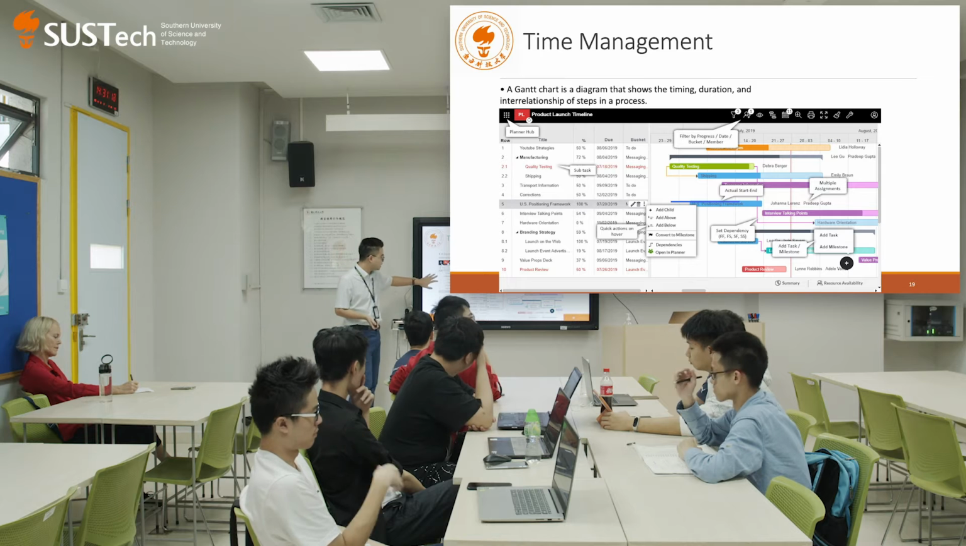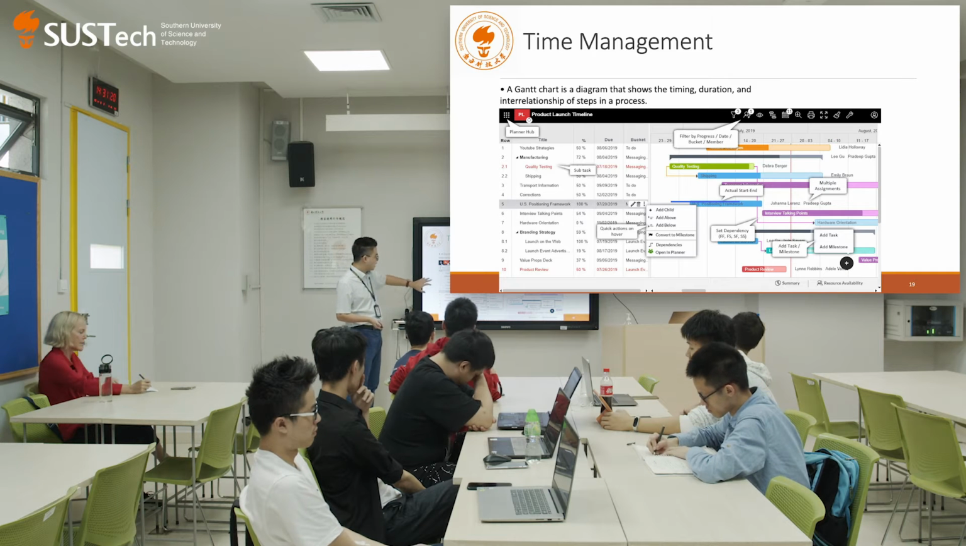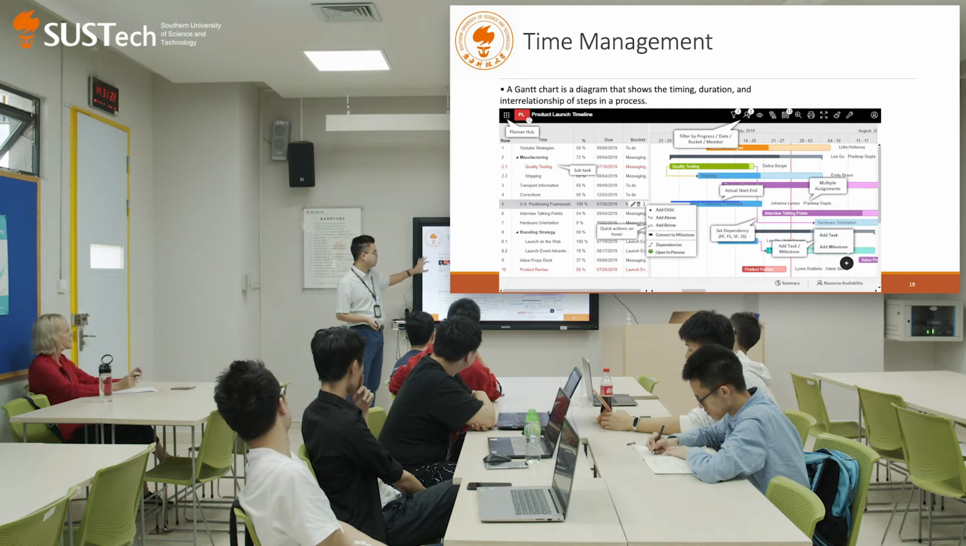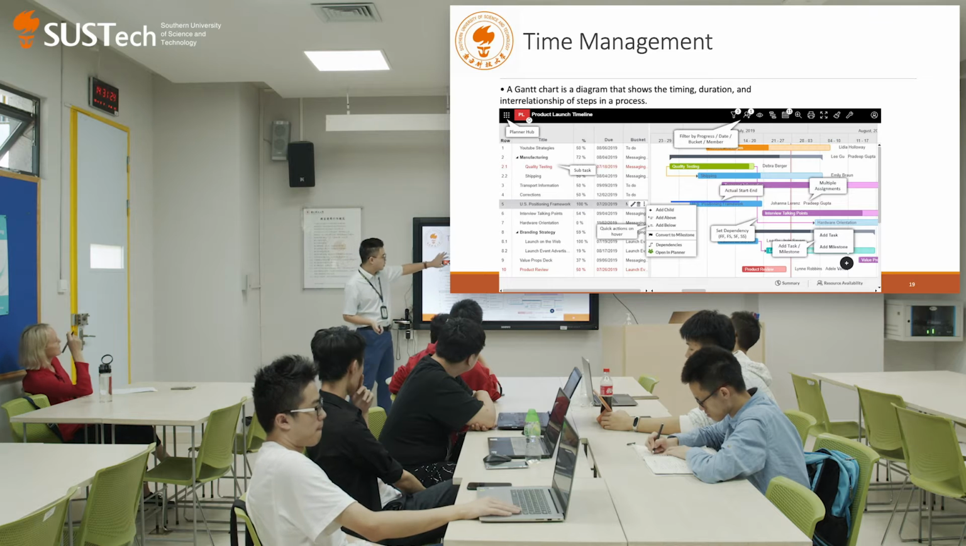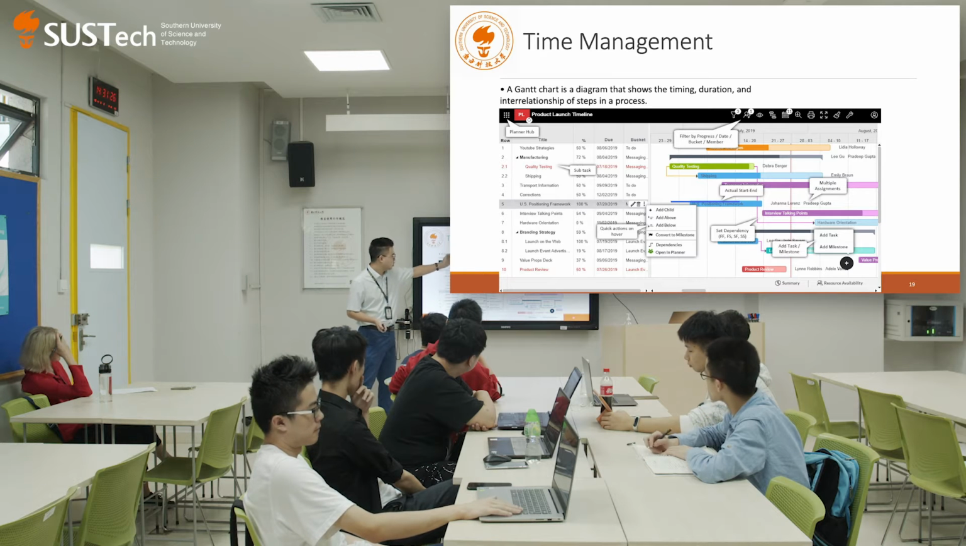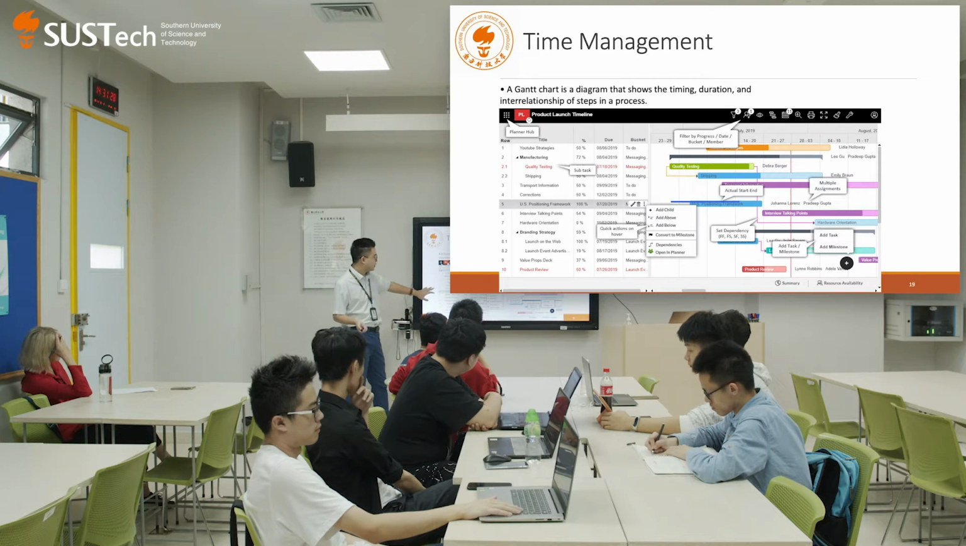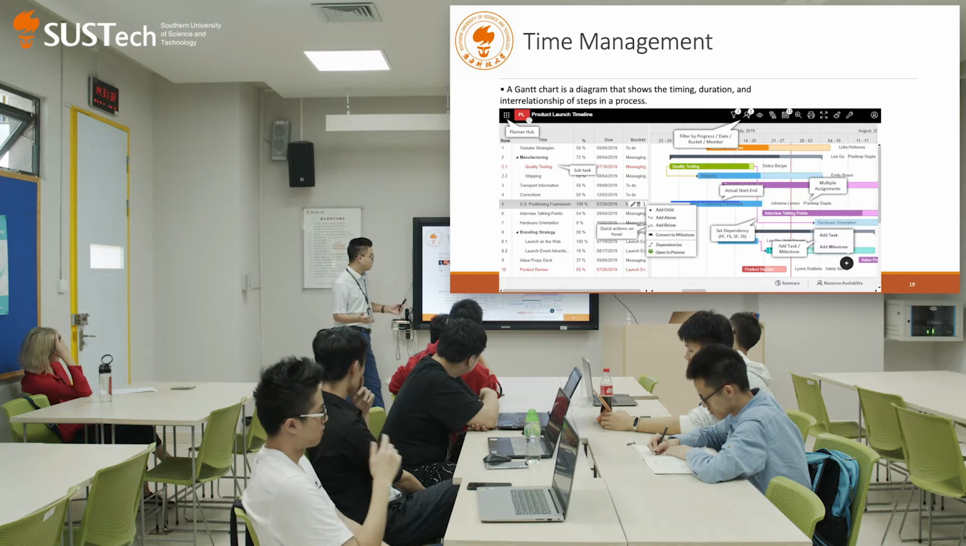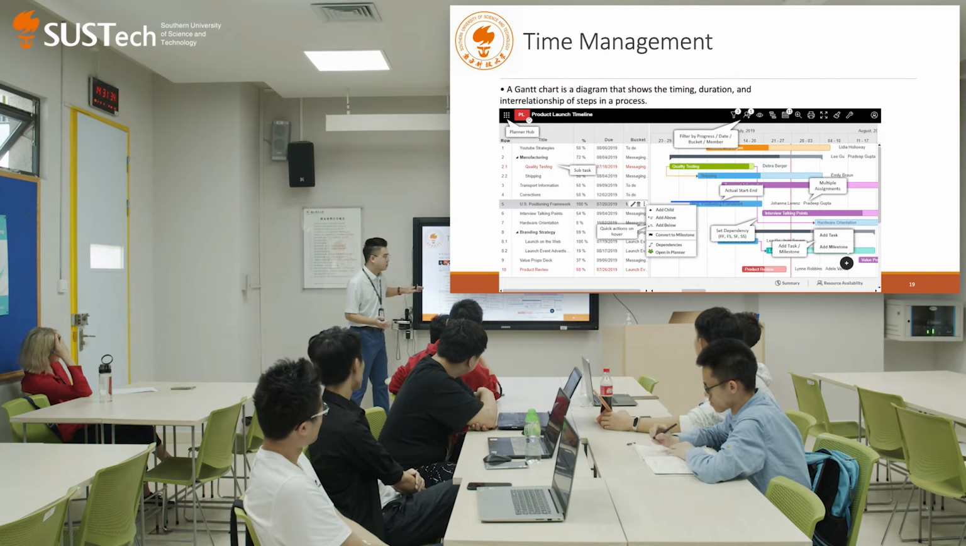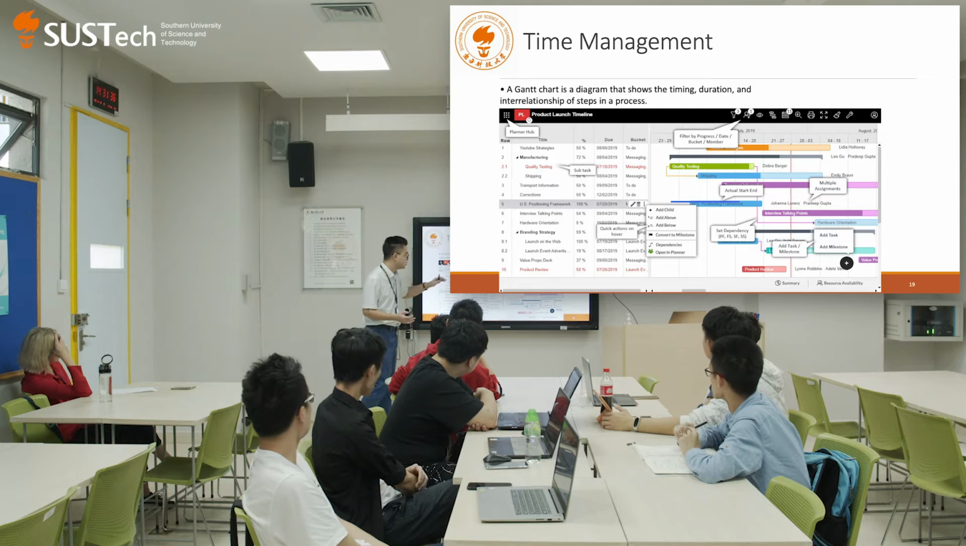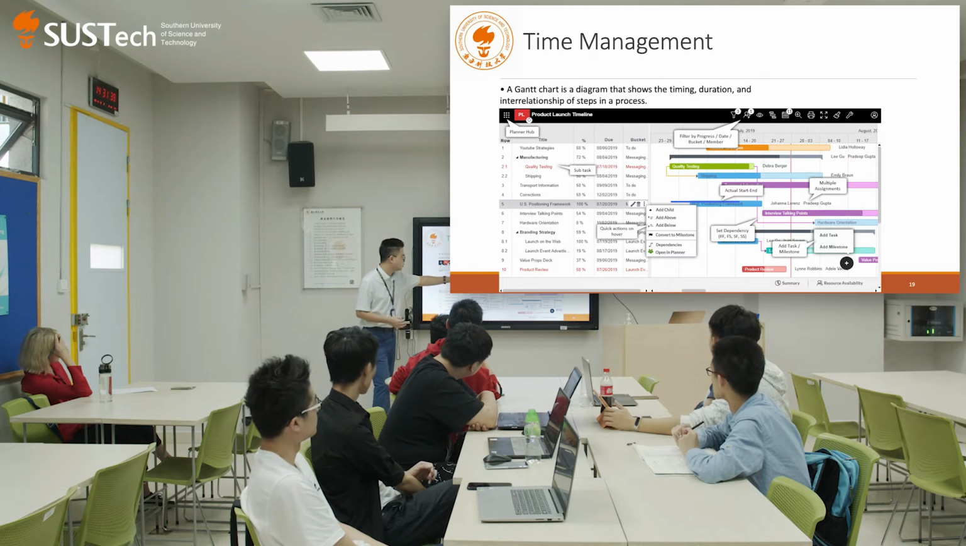On the left-hand side, you need to clearly label and identify the tasks you're going to achieve, and you write down your start date, due date, and then the budget. Right? And then on the right-hand side, it will automatically show you, using bar diagrams, the relationship between each task.